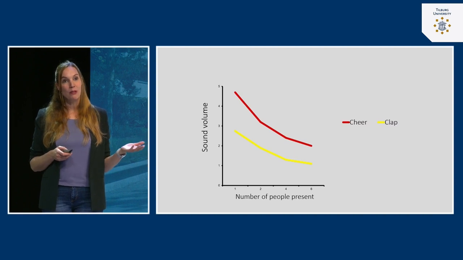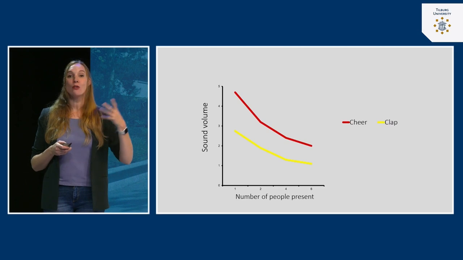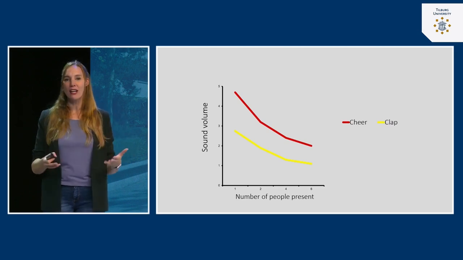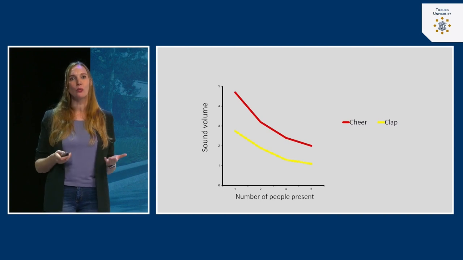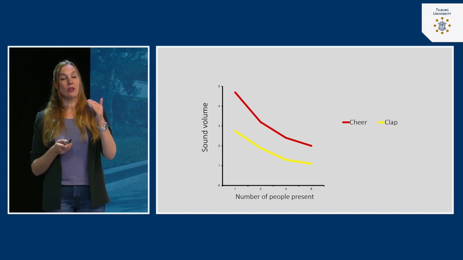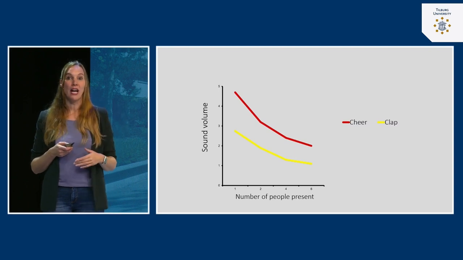So the moment participants thought that there was no one in the room, they made the loudest noise. So whether it was cheering or clapping, they really put in all their effort when they thought they were alone in the room. And the moment they start believing that there was another person or even more people there, then you see that their sound, the volume basically goes down.